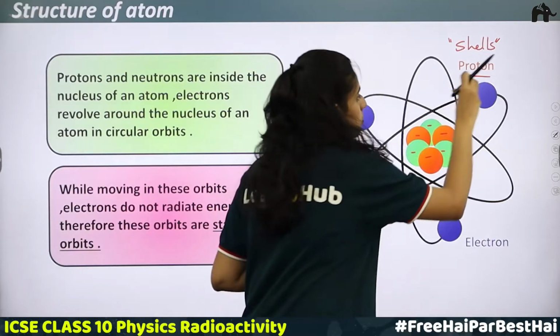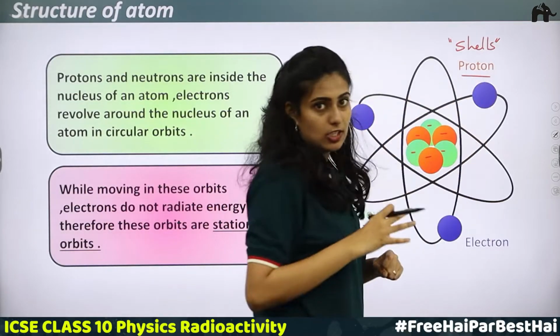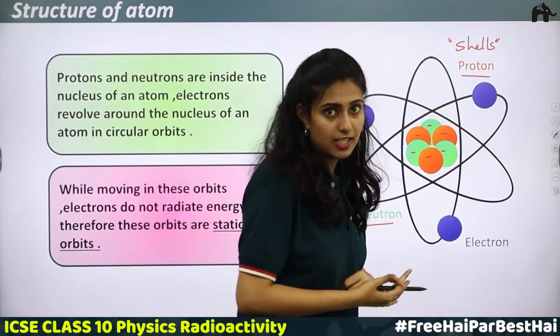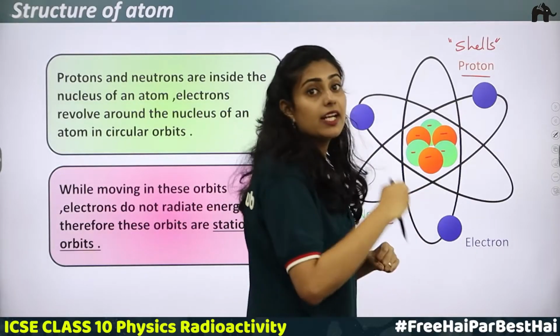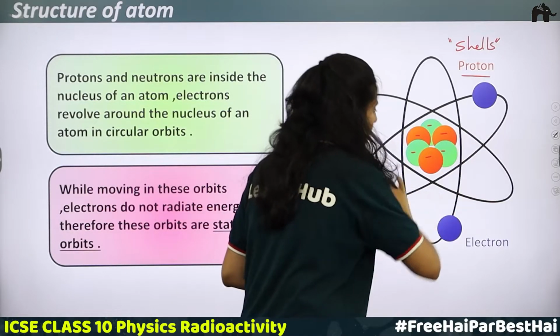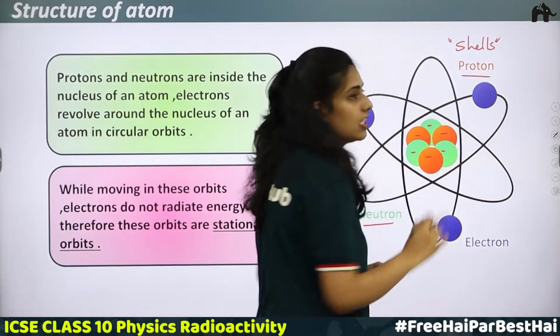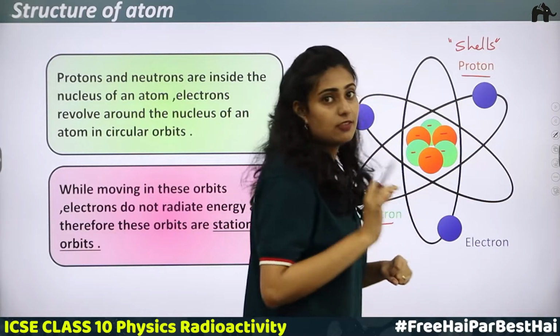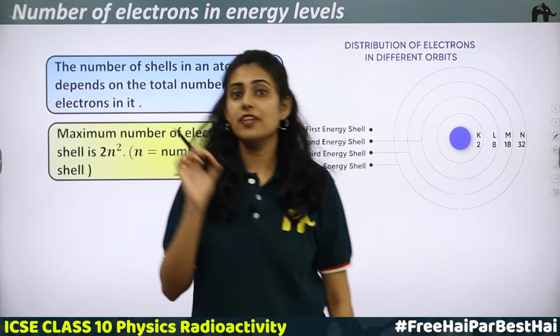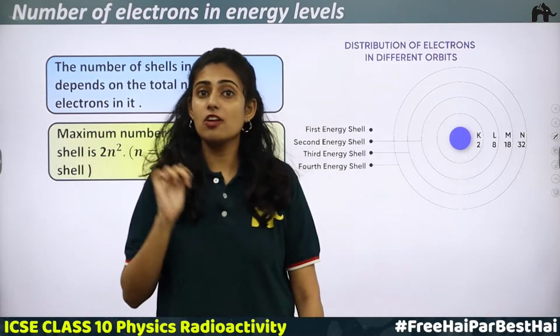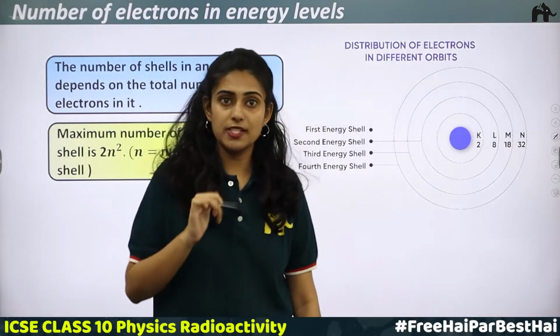If it is moving from one orbit to another, or one energy level to another energy level, only then it will be radiating energy. So within an energy level or within a shell, there is no radiation of energy. Therefore, this is a stationary orbit. So we have understood that electrons are revolving around the nucleus in circular orbits called shells.